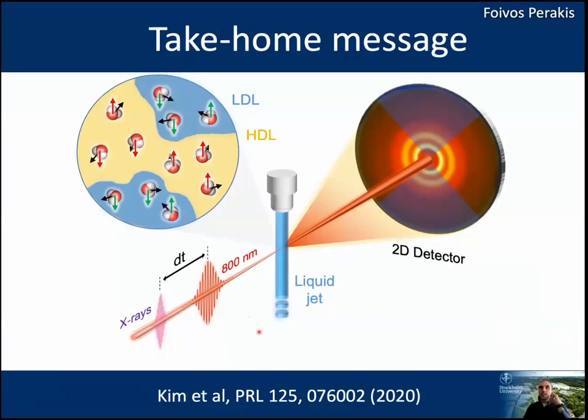So the take-home message here is we did this kind of pump-probe experiment where you come in with 800 nanometers. You induce an alignment and you probe with X-rays that appears as anisotropy in your detector. And then we see that the low density liquid seems to be easier to align. The parts in the water that are low density seem to be easier to align than the high density, or let's say more susceptible to alignment.